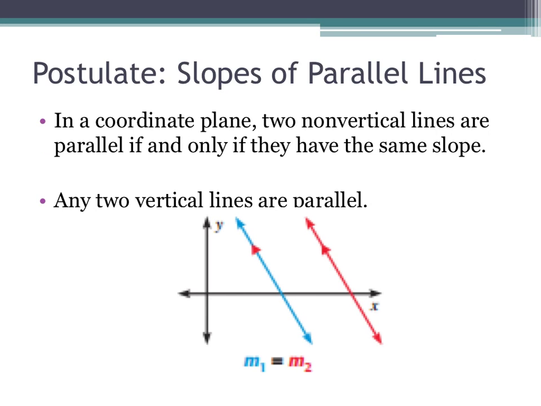Okay, slopes of parallel lines. So in a coordinate plane, 2 non-vertical lines are parallel if and only if they have the same slope. So they say non-vertical because you can't compare undefined things. Okay? But for the rest of them, if they have the same slope, whether it be positive or negative or 0, they would be parallel.